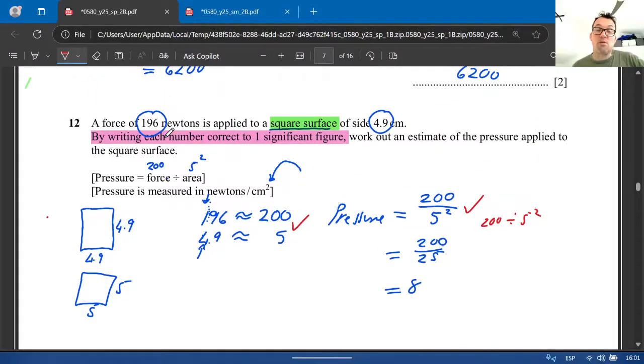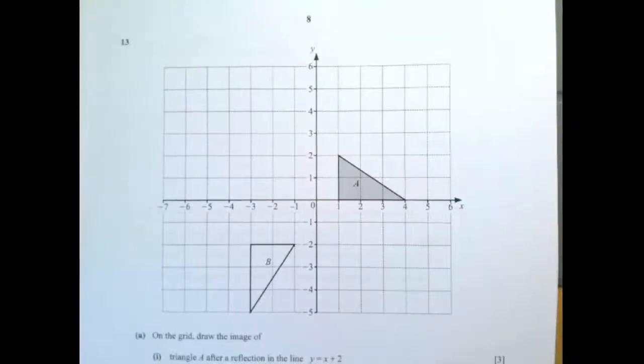This is a question, if you just pay attention to the detail, read carefully, it should not be too difficult. Moving on to question 13, we got transformations. Remember, there's 4 transformations.